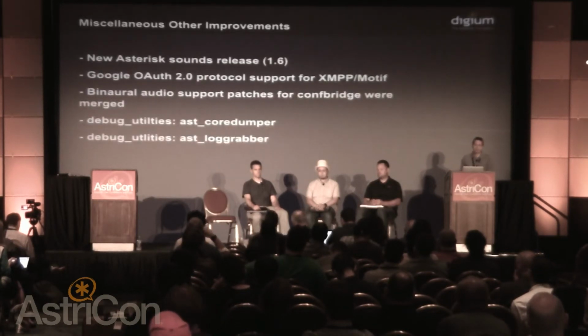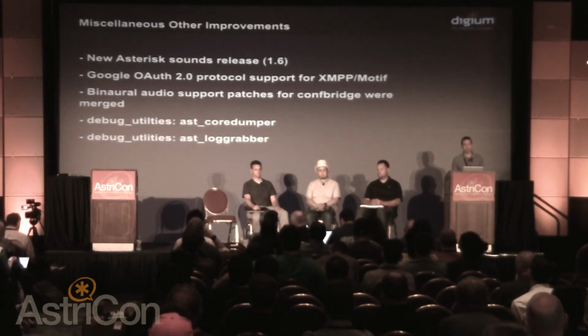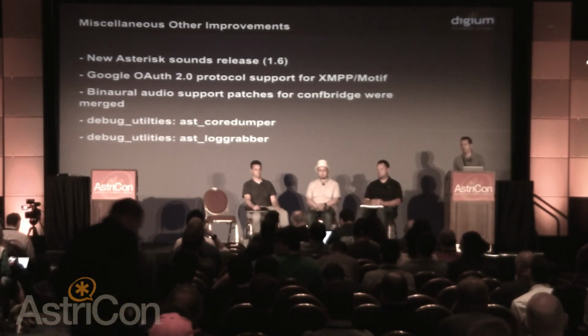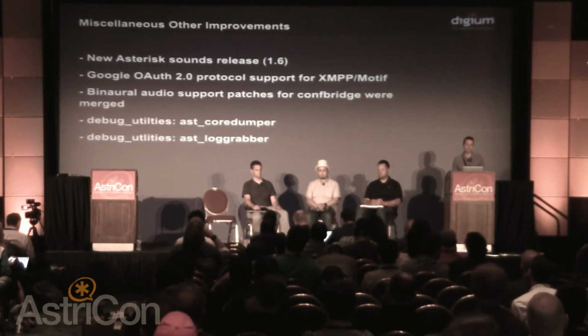So under miscellaneous other improvements, there was a new Asterisk Sounds release, and Rusty Newton spent a lot of time working with Sounds contributors to try to gather them and coordinate that process, and it takes a lot of time to do that since a lot of them aren't paid and they just do it out of their own time. There were some Google OAuth protocol support additions to the XMPP motif channel driver.